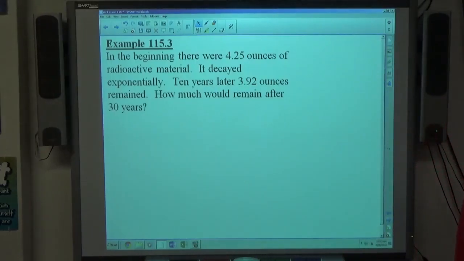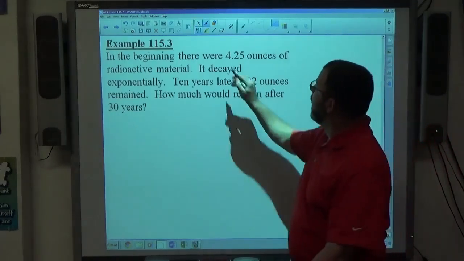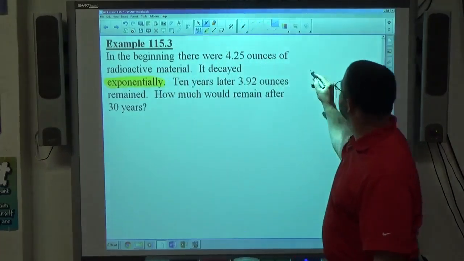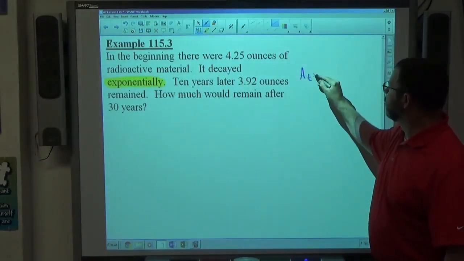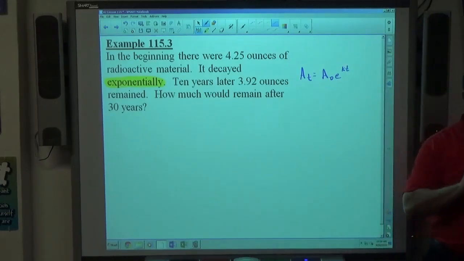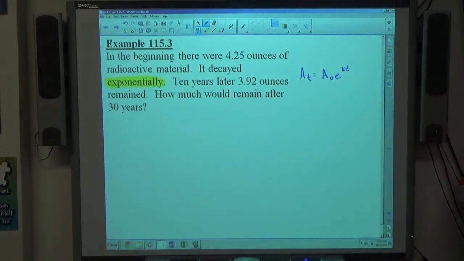Okay, example 3. In the beginning, there were 4.25 ounces of radioactive material. It decayed exponentially. So again, I see the word exponentially, I immediately go to my structure, which is the final amount is equal to the initial amount, e to the kt power. Again, as soon as I see exponentially, that's the structure every single time.